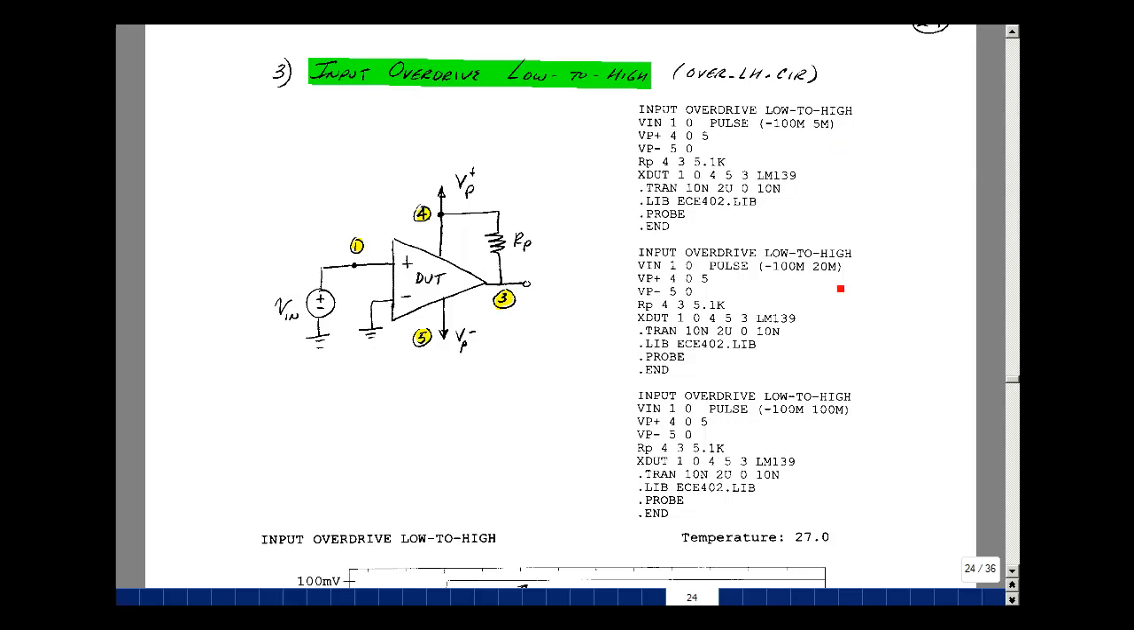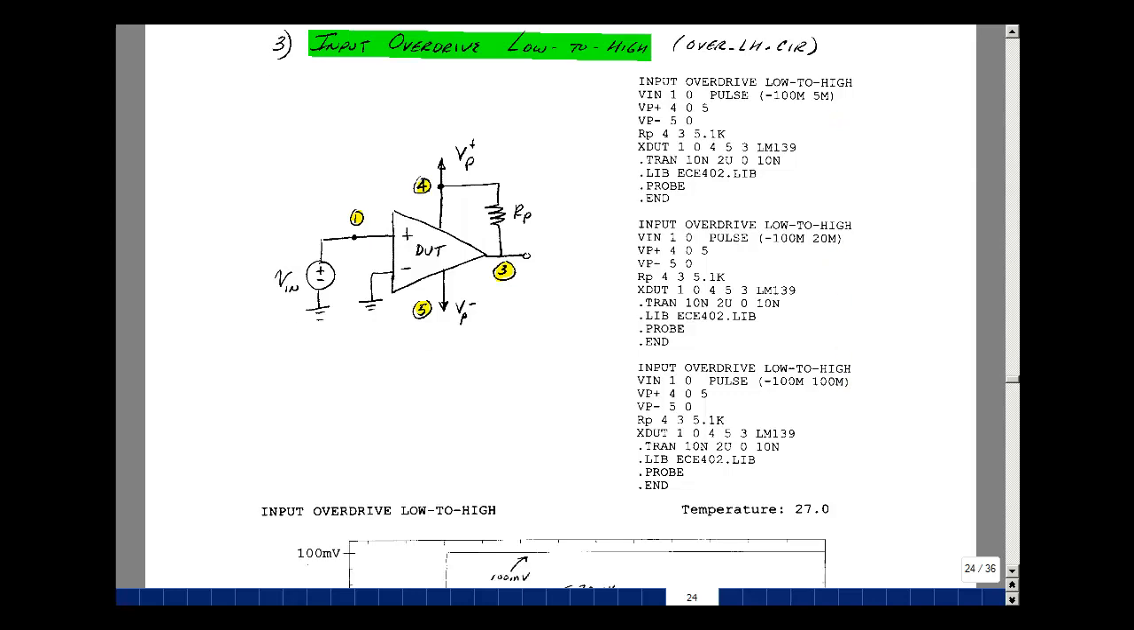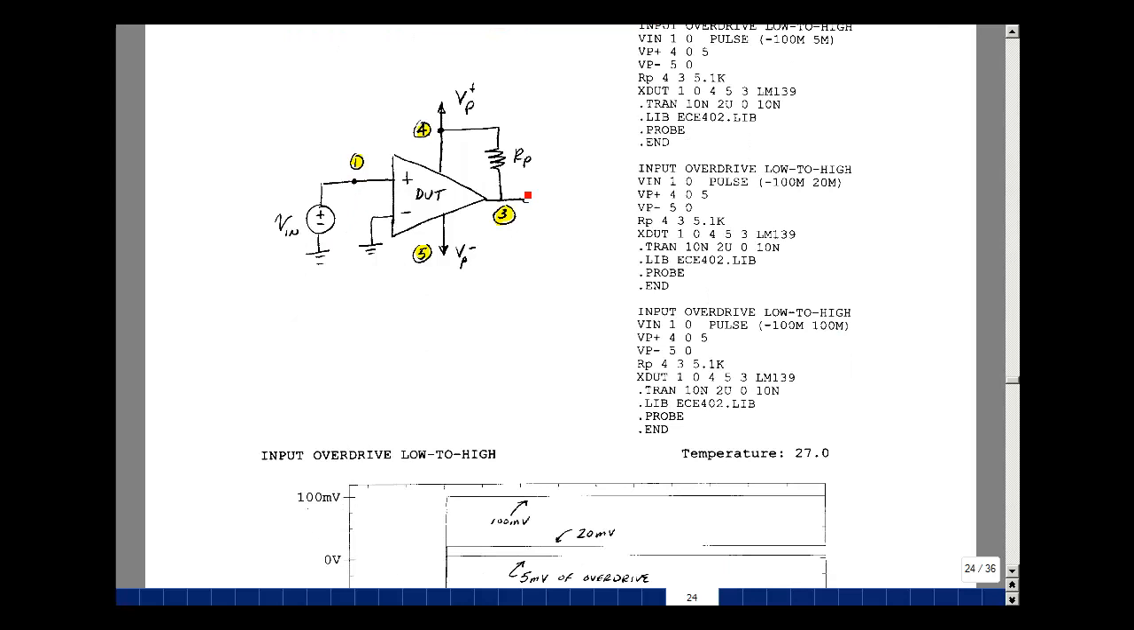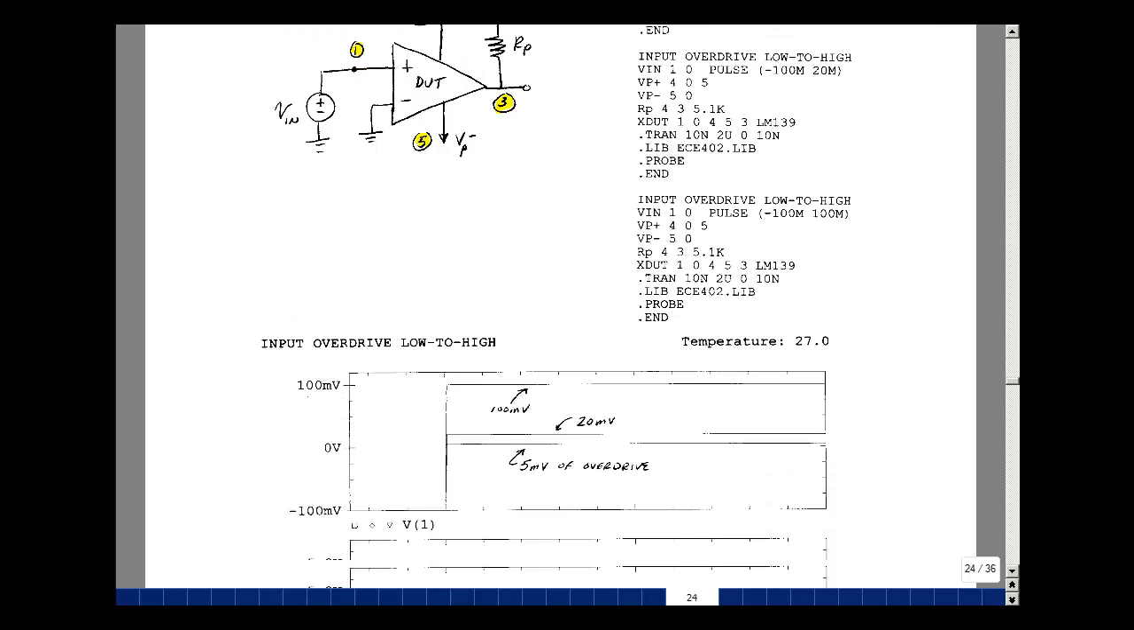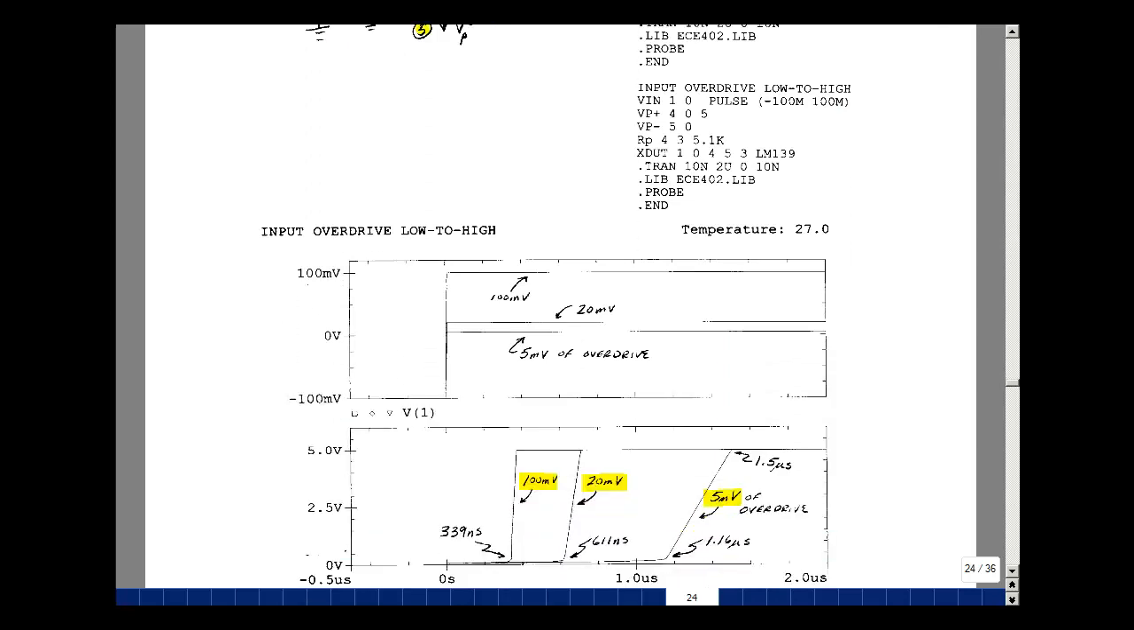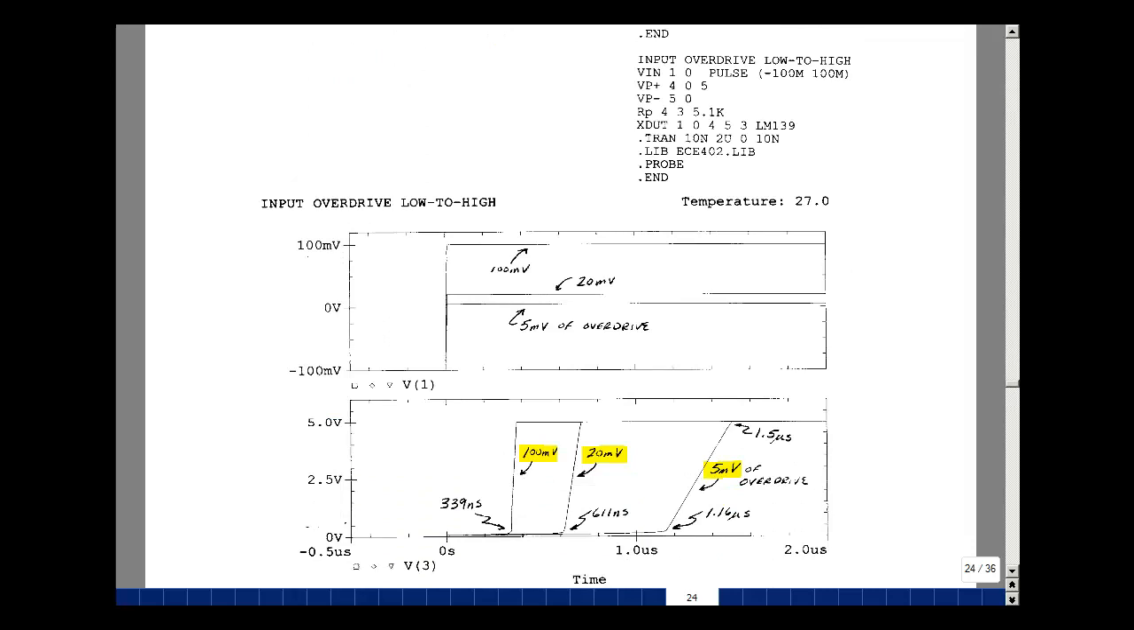The reason I picked the 5 millivolts, 20, and 100 is that's what's in the data sheet, and it was run with a pull-up resistor of 5.1K. So here's my input going from slightly negative, but again, not more than one diode drop negative, overshooting by 5 millivolts, 20 millivolts, and 100 millivolts. Now for the 5 millivolt overdrive, here's what happens. There's a time delay and eventually a rise time, and it's on the order of 1.16 microseconds, and eventually after 1.5 microseconds reaches the 5 volts.